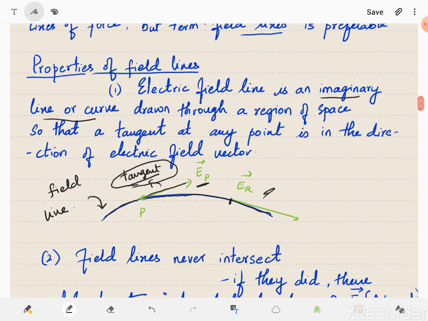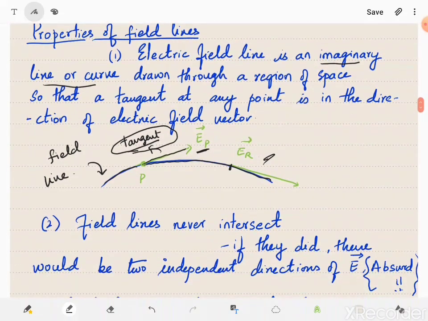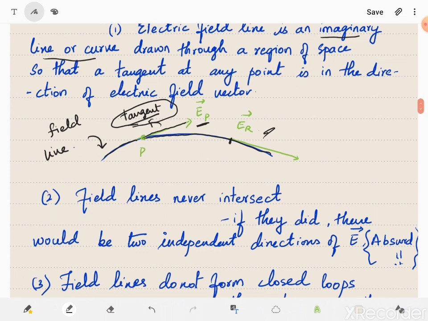The second property of electric field lines is field lines never intersect. If they did, there would be two independent directions of the electric field, which is totally absurd. So at any given point, you should have only one direction and magnitude of the electric field at every point of a field line. Therefore, you can never have two field lines intersecting each other.